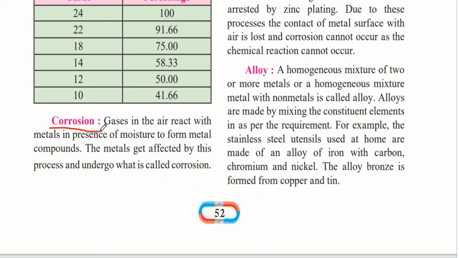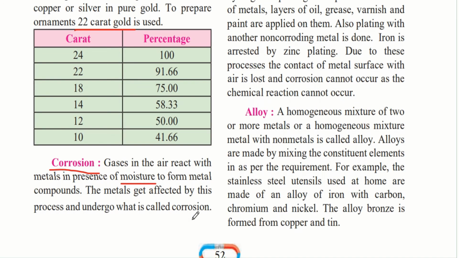Let us now study corrosion. Gases in the air react with metals in the presence of moisture to form metal compounds. Our air contains several gases and along with the gases it also contains very tiny water droplets. This is called moisture. When all these gases and moisture react with metals, a chemical reaction takes place between the gases, the moisture and the surface of the metal. The metals get affected by this process and undergo what is called corrosion.